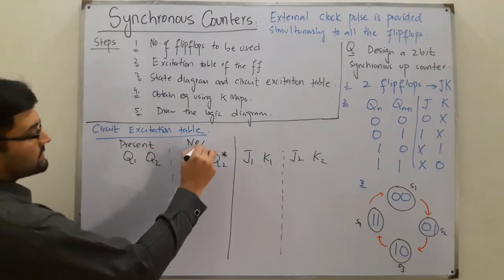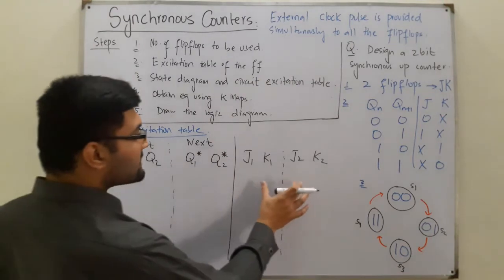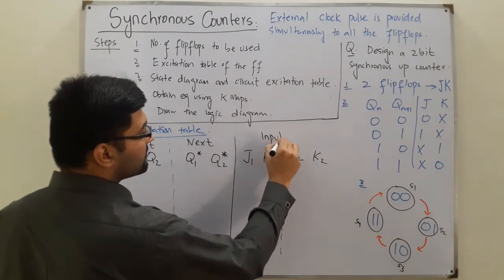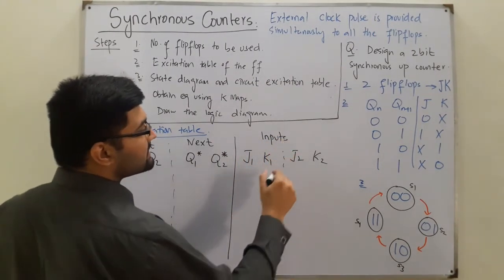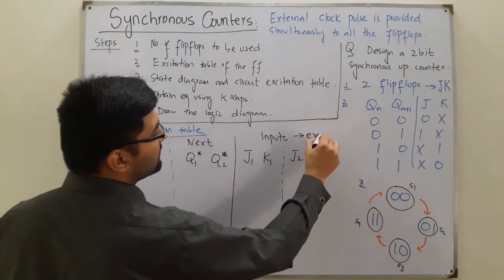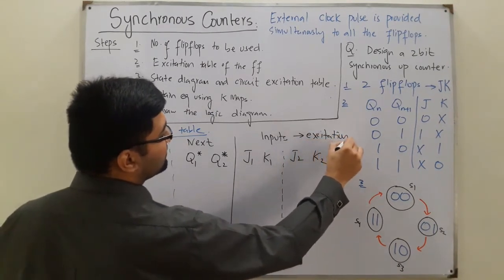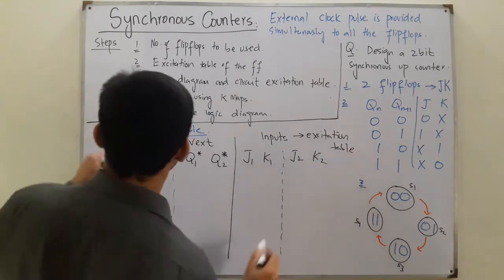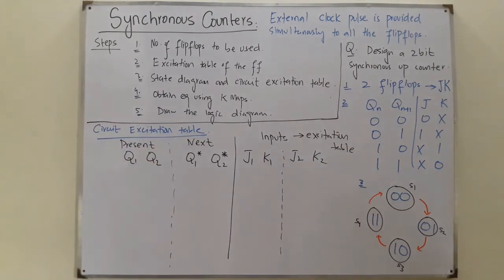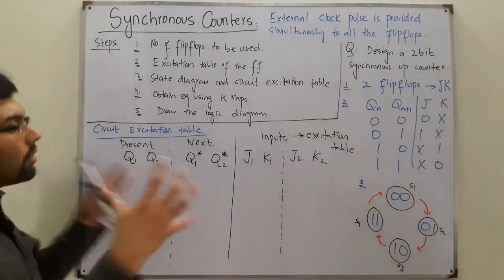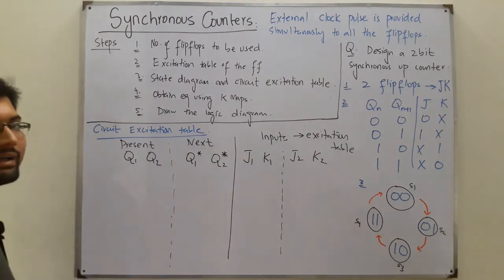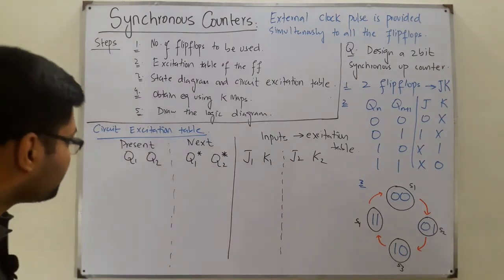These are the next states. And these you will be deciding. These are the inputs to the flip-flops. You will be deciding with the help of the excitation table. So that is why this is called the circuit excitation table. All right. Because over here you have the whole circuit, Q1 and Q2, two inputs and outputs are involved.